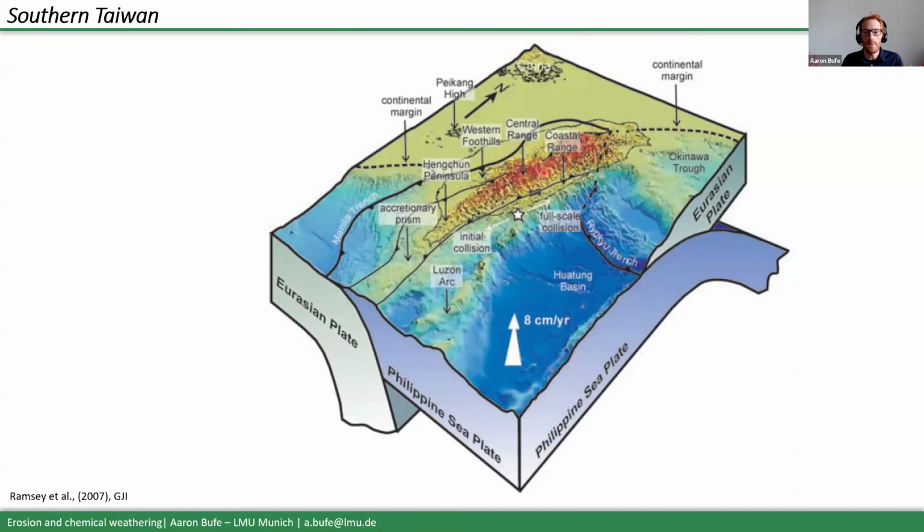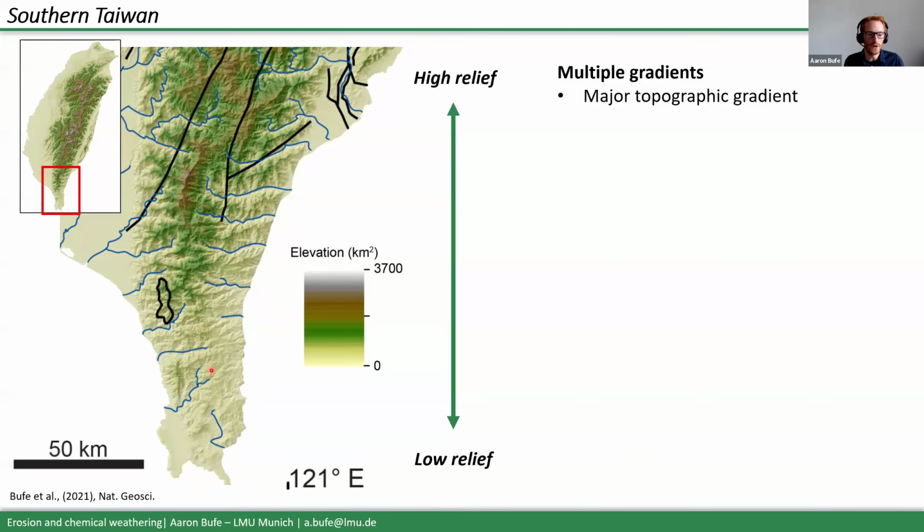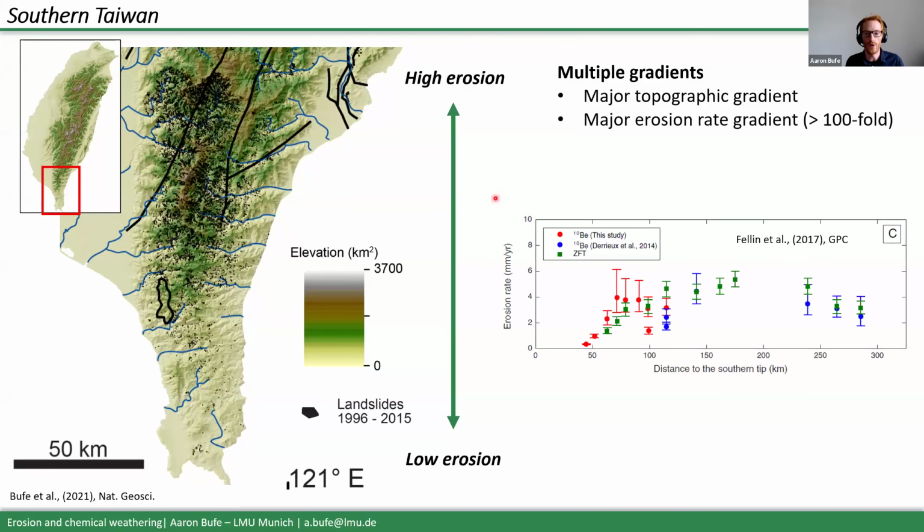So the center of the island has been up and high for a long time. The southern tip has only just emerged from the sea, and therefore we have this very nice topographic gradient from low relief in the south to higher relief to the north. This major topographic gradient is also reflected in a gradient of erosion rates. And so here's a data set with different erosion rate proxies, from cosmogenic nuclides to thermochron, and it plots the distance to the southern tip. So as we go north, essentially erosion rates increase by at least a factor of 100. And it's also reflected in the abundance of landslides here mapped in black.